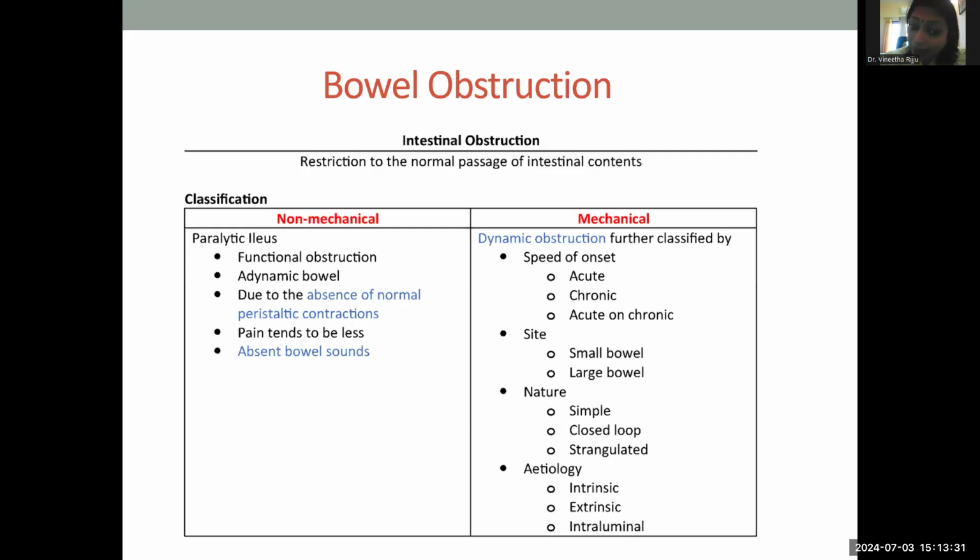It could be adynamic bowel where there is no normal peristalsis, but it can also be mechanical, where it can be either acute or chronic. It can be in the small bowel, large bowel. It can be maybe just a simple one, or it is a closed loop obstruction, or it can be strangulated. Yeah, the blood supply itself is cut off.